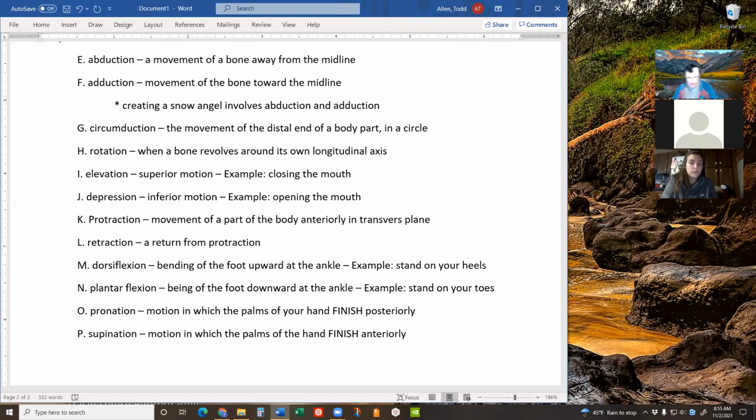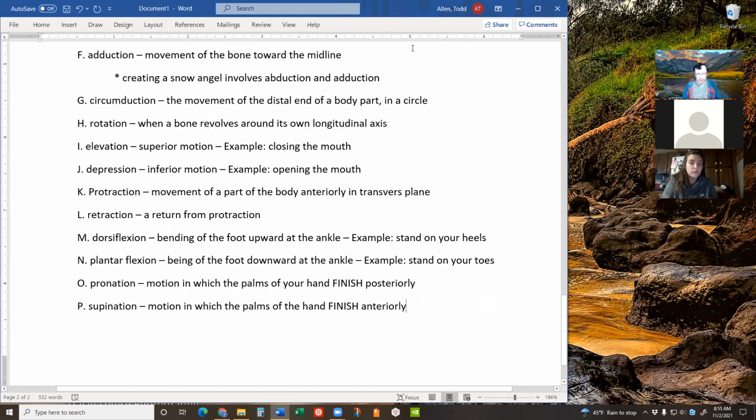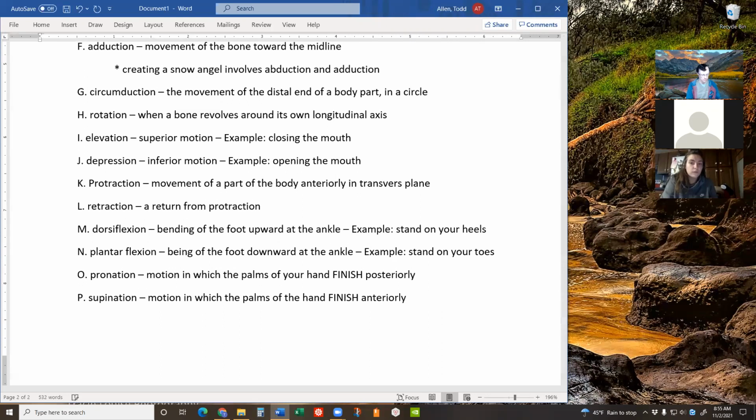Okay. All right, and then finally, one more term we're going to put into your notes is the opposition term, which you can see in panel I there of figure 9.9. Opposition is when you move the thumb to touch your fingertips, right? Move the thumb to touch your fingertips.